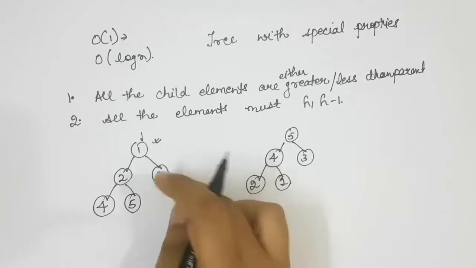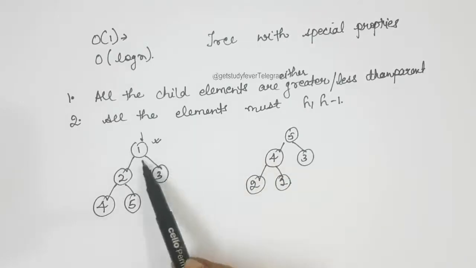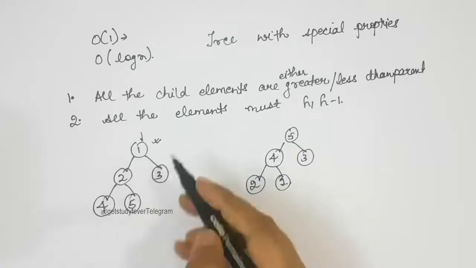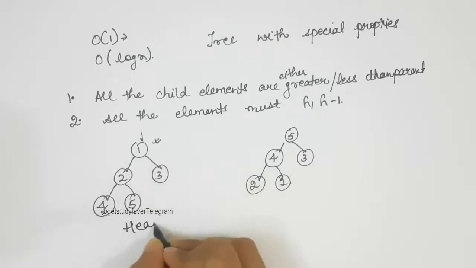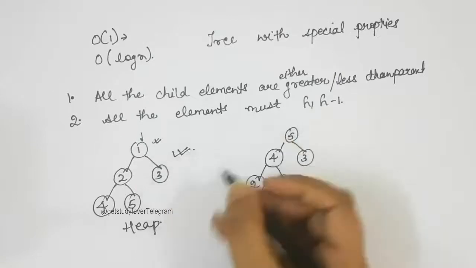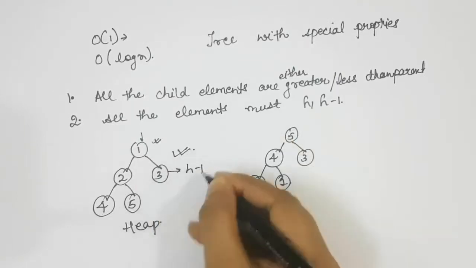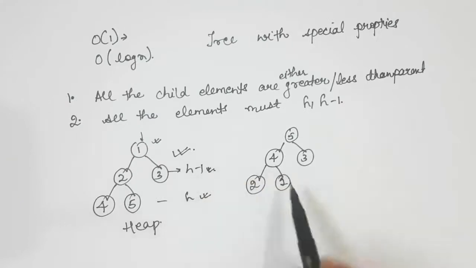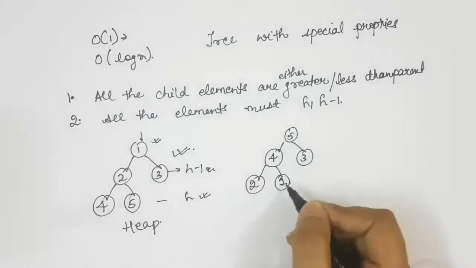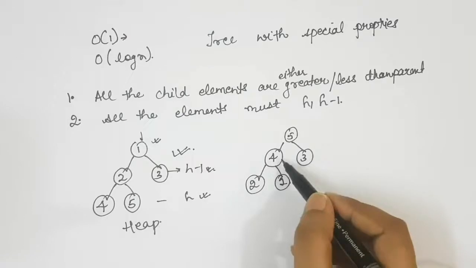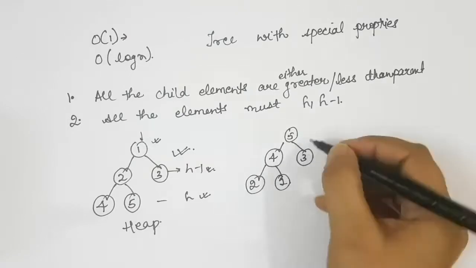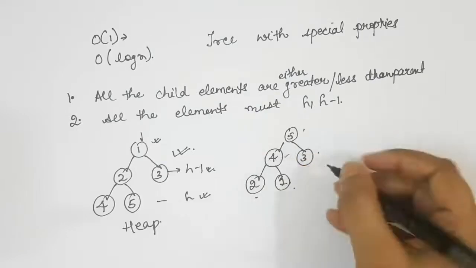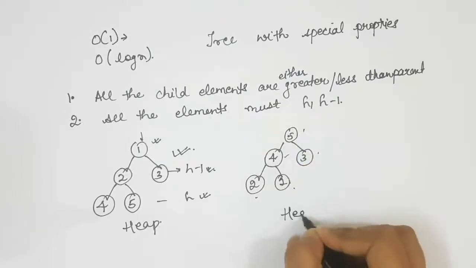In this case, I can see that 2 and 3 are greater than 1, and 4 and 5 are greater than 2. So this is a heap. I can qualify this as a heap. And also the leaf nodes are at height h or h minus 1. In this other case, all the child elements are lesser than the parent. You can see that 4 and 3 are less than 5, and 2 and 1 are lesser than 4. So this can also be qualified as a heap.